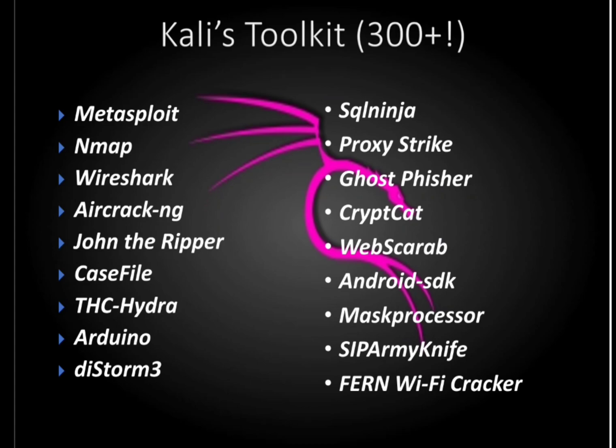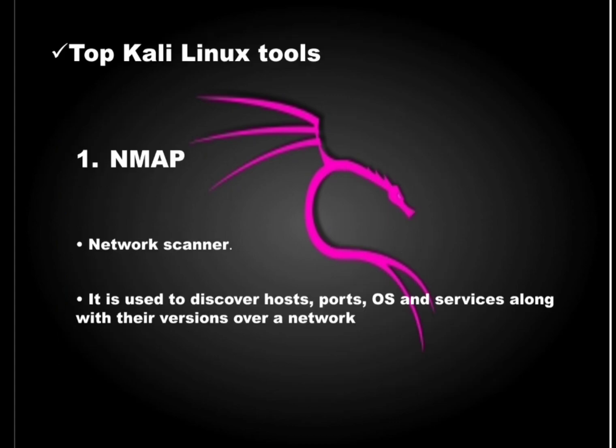Kali toolkit, 300 plus: Metasploit, Nmap, Wireshark, Aircrack-ng, John the Ripper, Maltego CaseFile, THC Hydra, Arduino, DStorm3, Splendid, Ninja, Proxy Strike, Ghost Phisher, CryptoCat, WebScarab, Android SDK, Mask Processor, SI Army Knife, Pan Wi-Fi Cracker. Top Kali Linux tools: Nmap, network scanner.